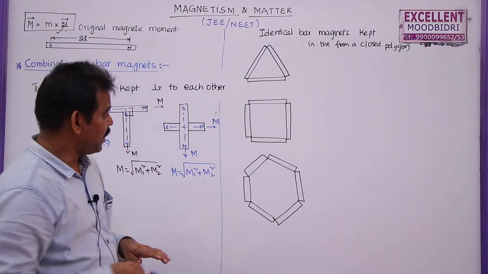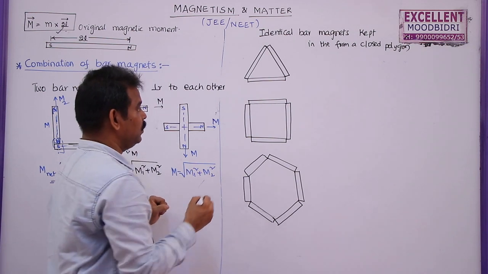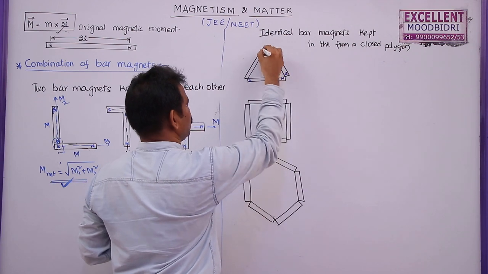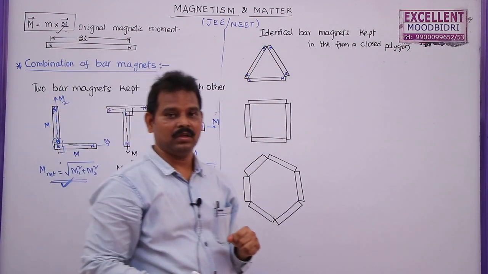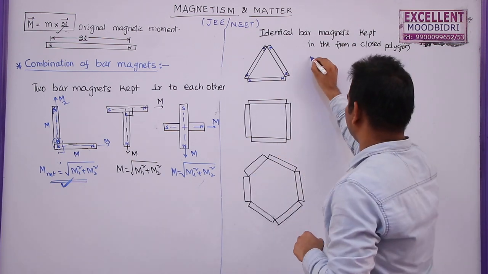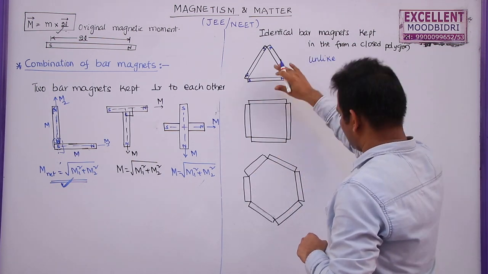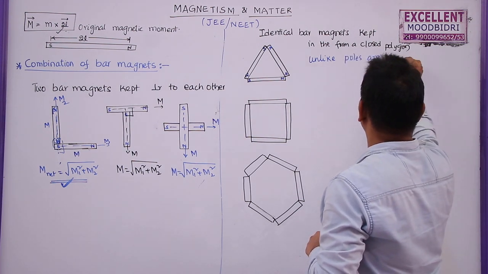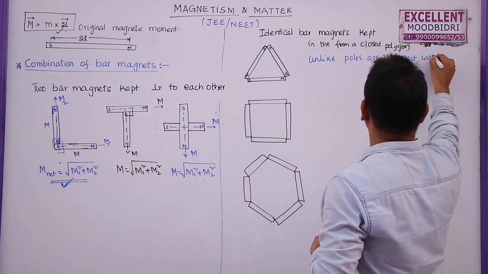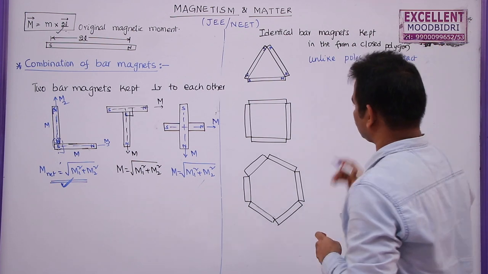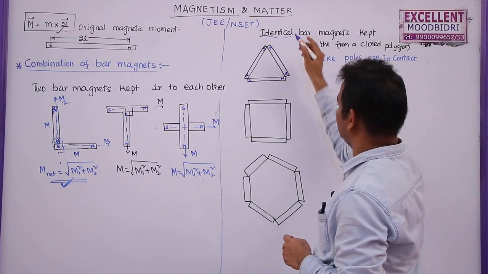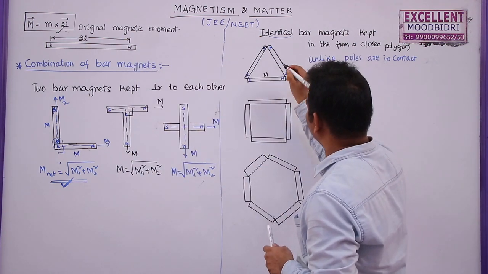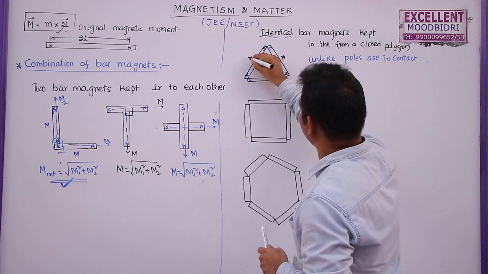Now, what is the magnetic moment of this arrangement? Let us say this is the south pole, north pole, south pole, north pole, south pole, north pole. So in this case, unlike poles are in contact with each other. In all these cases, unlike poles are in contact with each other. Now, all are identical, so the pole strength as well as the magnetic moment of each bar magnet will be m, and the pole strength is small m. So this is m, this is m.